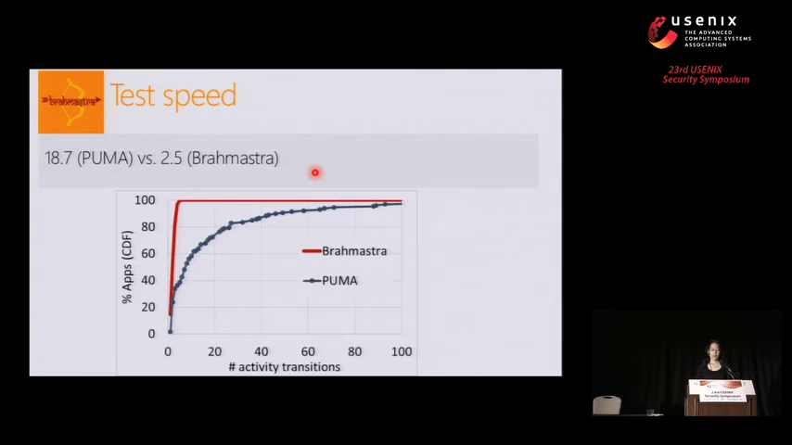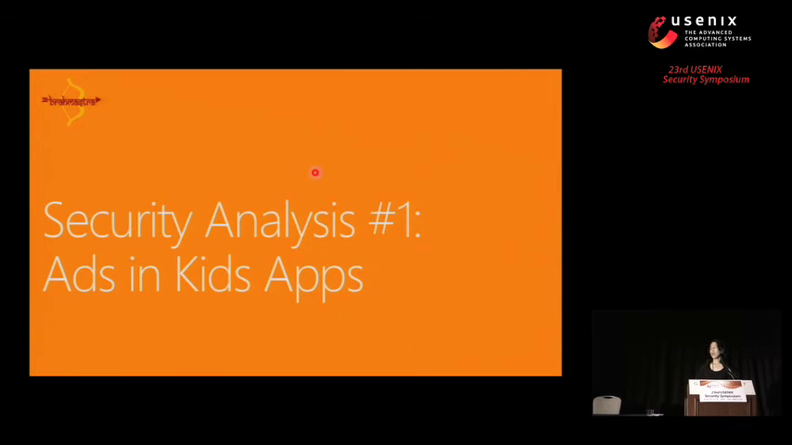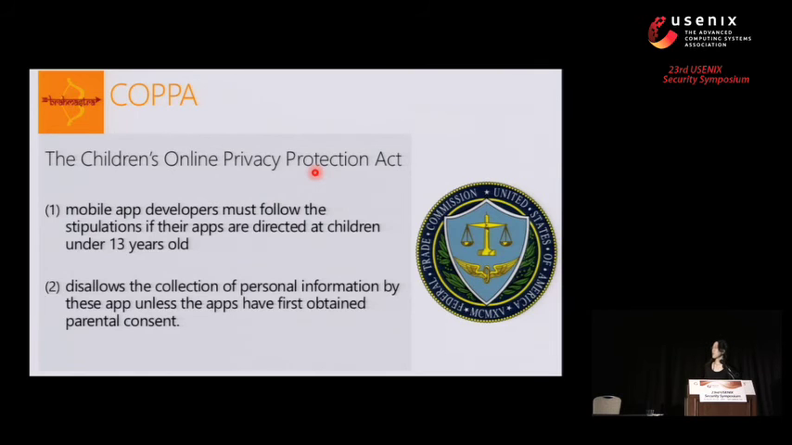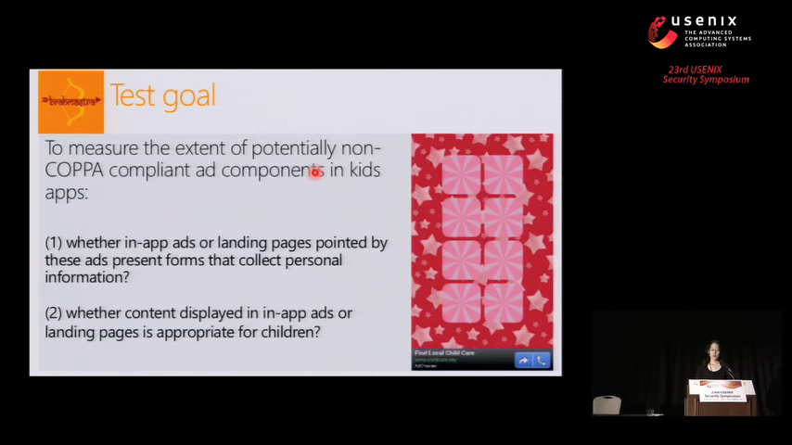And then test speed: since we only look at those paths that are related to this target method invocation, it's much faster. So using this, what do we do? First, we looked at those apps directed at children. Why? There is a recent update to COPPA, the Children's Online Privacy Protection Act, that says that mobile apps should not collect personal data without first obtaining parental consent.